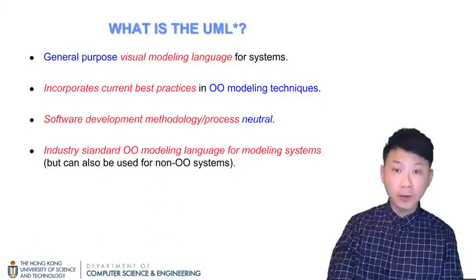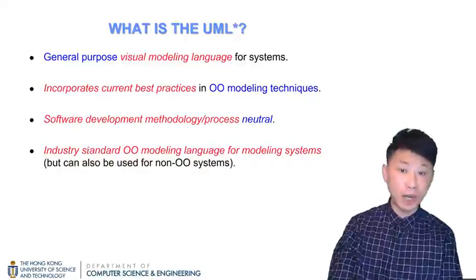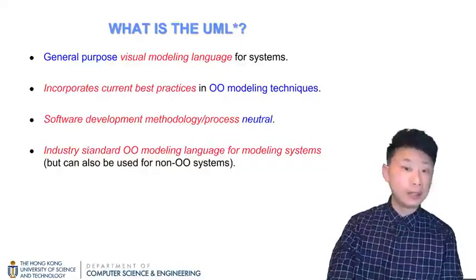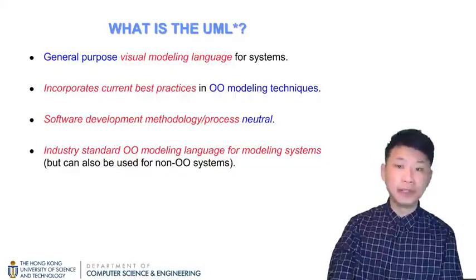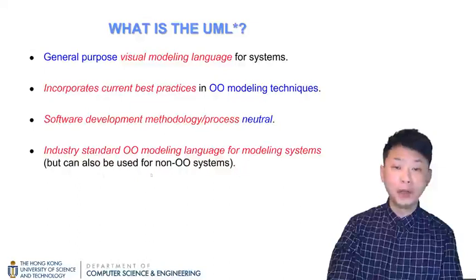It's very suitable for OO because in UML we are trying to capture a set of important objects within the model. And if we are talking about a set of objects, then it's going to be very suitable for OO programming. Okay, but it also can be used for non-OO systems.